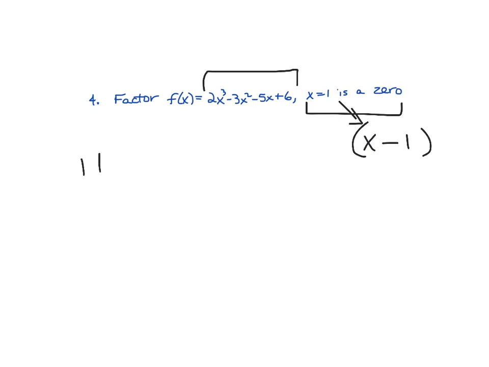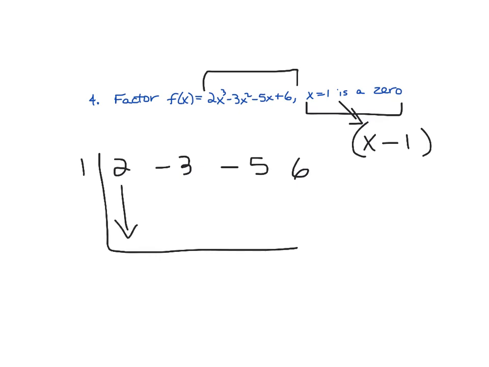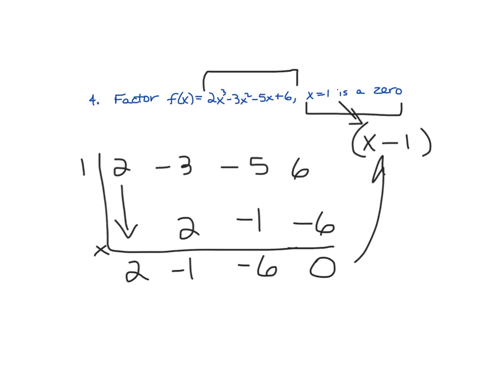So I'm going to put the 1 outside, write all of the coefficients along the top here, and now I begin my synthetic division process. Bring down the first term, multiply, add, multiply, add the column, multiply, add the column. Again, I already knew I was going to get a remainder of 0 because they told me that this was a 0. The reason why I'm choosing this one is to make my polynomial something I can factor.